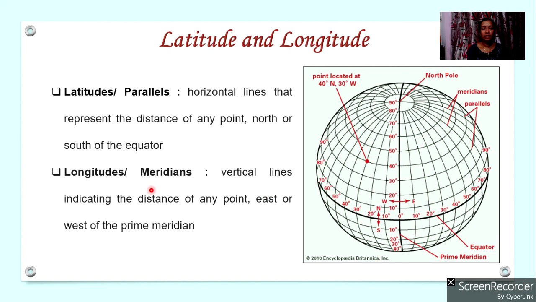So now what are longitudes or meridians? See some vertical lines here. So these are known as longitudes or meridians. Longitudes are the vertical lines that connect the north pole and the south pole. These are vertical lines that connect the north pole and south pole, or vertical lines that give the distance of any point east or west of the equator.